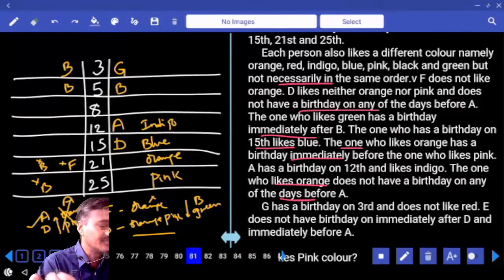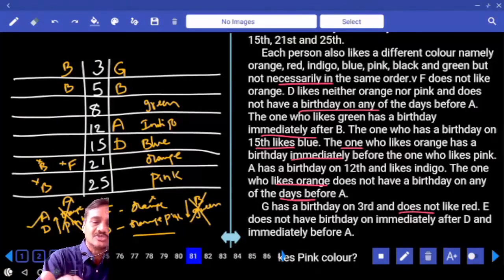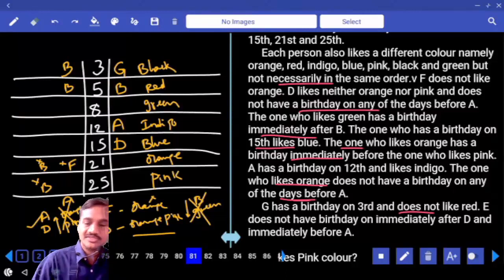Now, B is on fifth, then whatever this green must be on eighth. Sarvinda, now B and green, we have done with this information as well. And next one, G does not like red, then who likes red? B likes red. Now B likes red, then what is the only color left over here? Black. Now G likes black color.